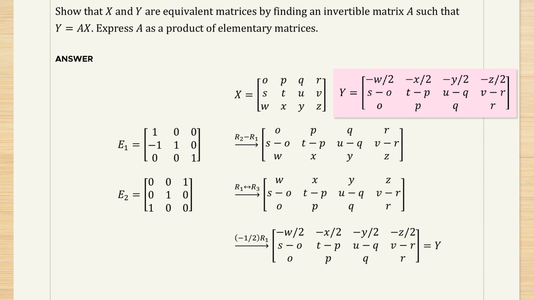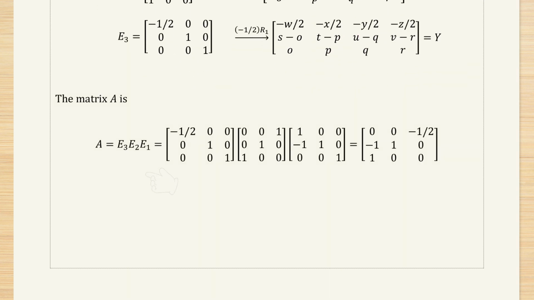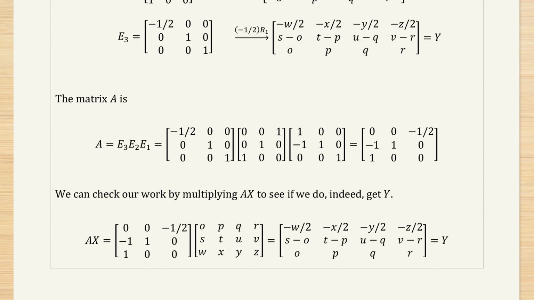To get the elementary matrix for this row operation, we take the identity matrix and apply the same row operation. -1/2 multiplied by row 1, and we get the elementary matrix E3. We multiply together all of these elementary matrices in the correct order, E3, E2, E1, to get the matrix A. And we can check our work. If we multiply A to the left of X, we should get the matrix Y.